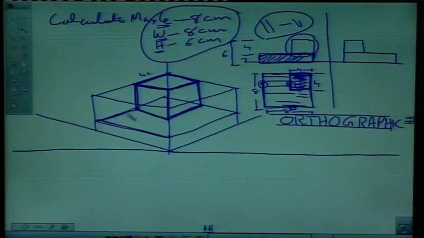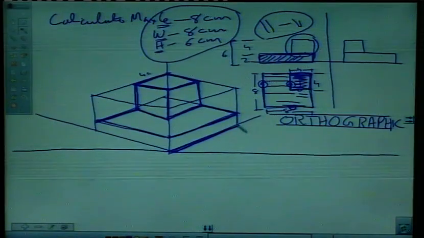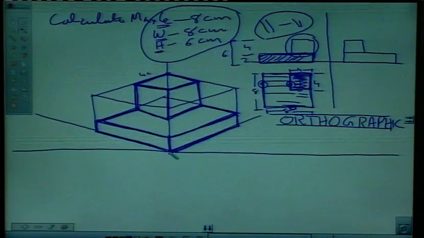Like this, this edge will be visible. This edge will also be visible. Dark this edge also, dark this edge also. Draw dark this vertical line also, this vertical line also, this vertical line also. So this is our isometric projection.